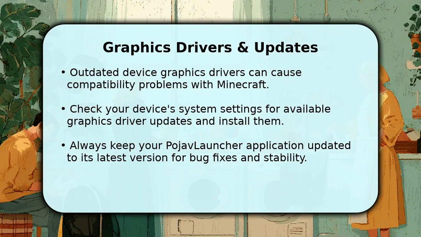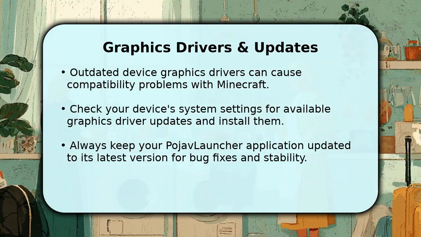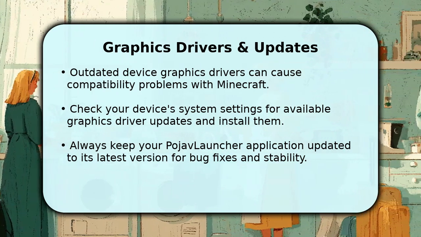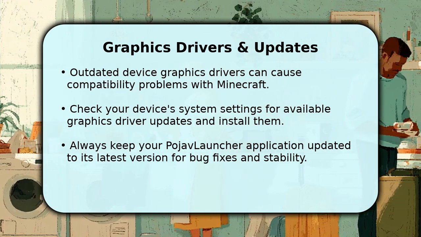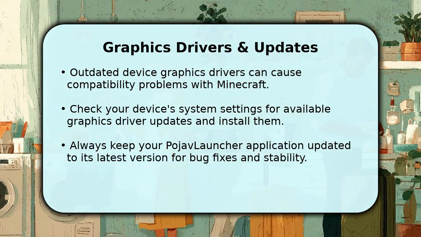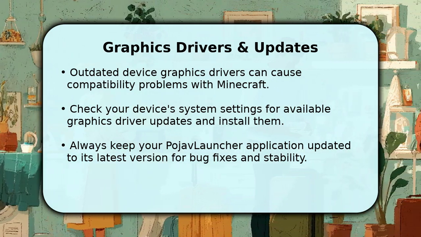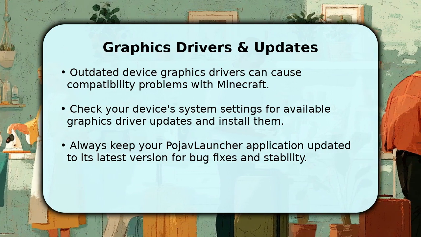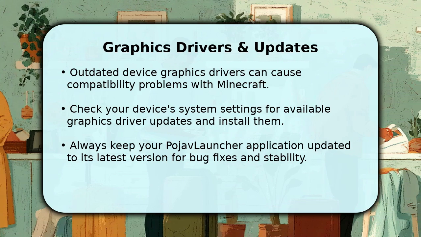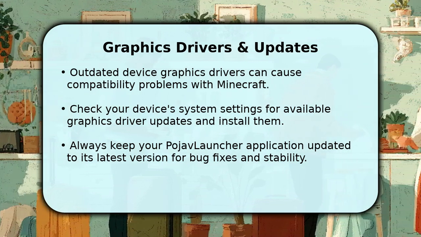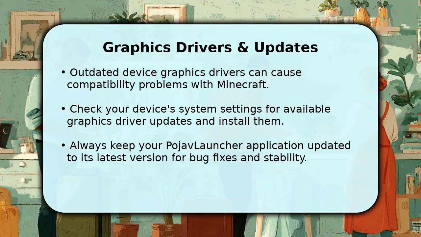Graphics drivers play a crucial role in game performance, and outdated ones can lead to exit code 1 errors. Ensure your device's graphics drivers are up to date through your system settings. Equally important is keeping Pojavlauncher itself updated. Developers frequently release updates that address bugs and improve compatibility. Make sure you are running the newest version of the application from its official source to benefit from these crucial stability and performance enhancements.